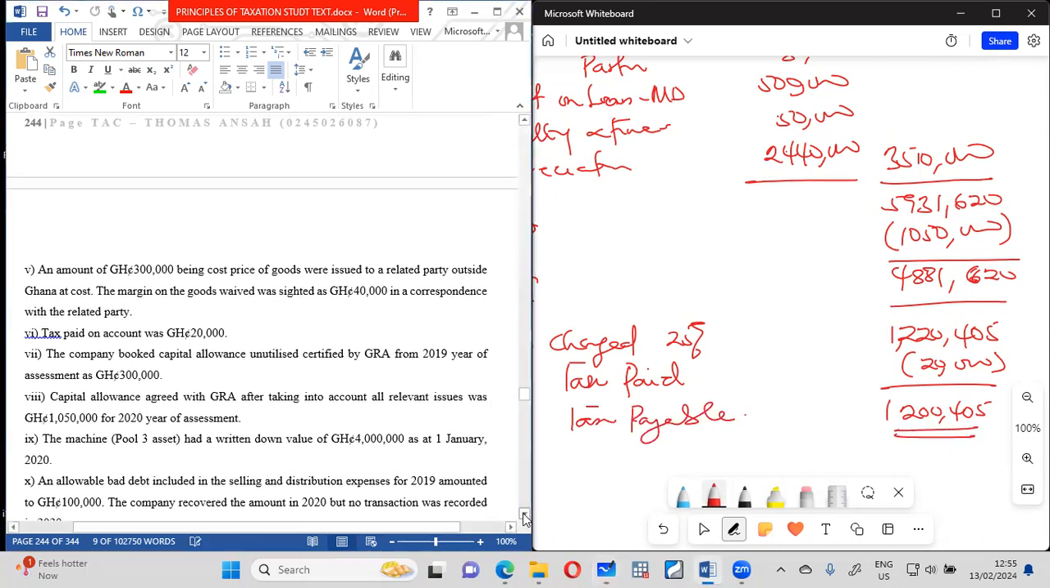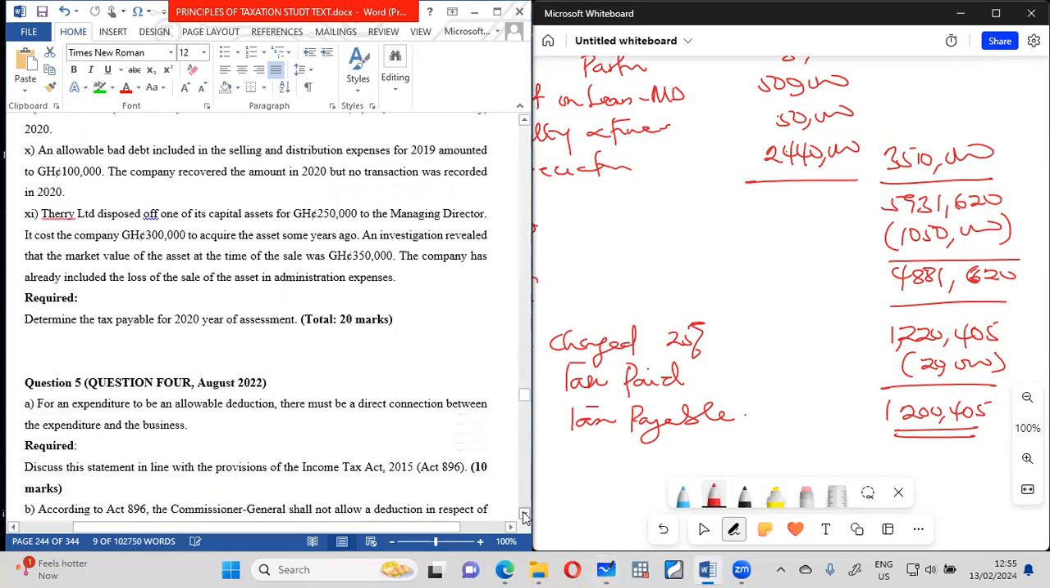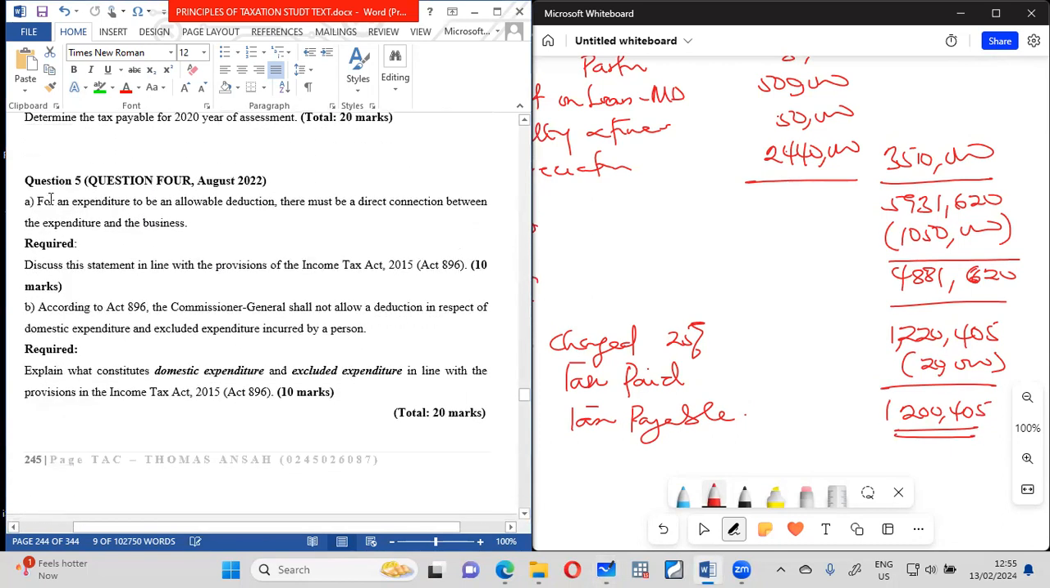So if you have to do capital allowance in the question, do it to get the capital allowance. All right. This one too says that we've done this already. This one says that for an expenditure to be deductible, 3 things must happen in connection. Oh, the when. And it is 10 marks. Wow. 10 marks. The residual deduction rule. The new thing.